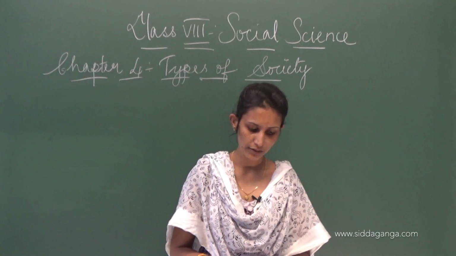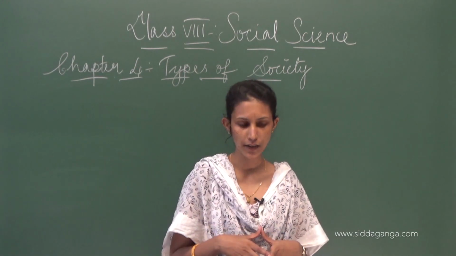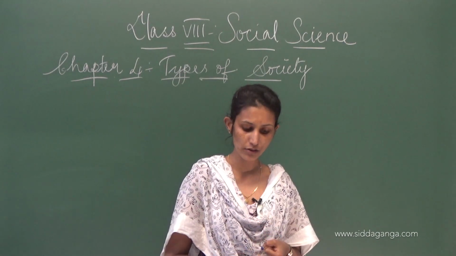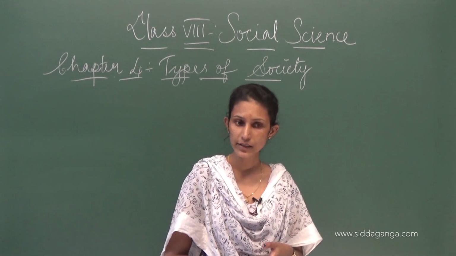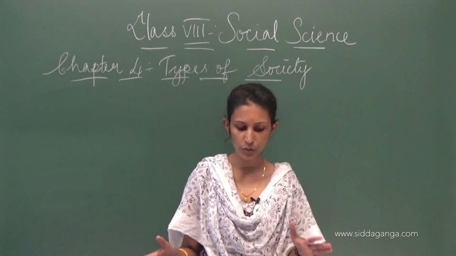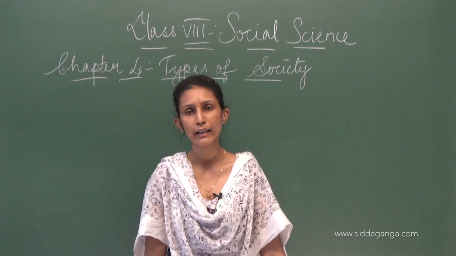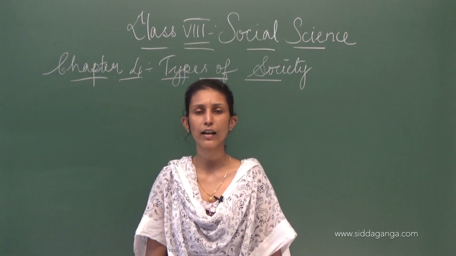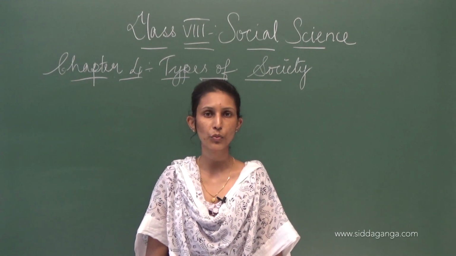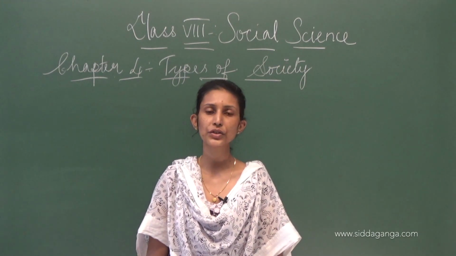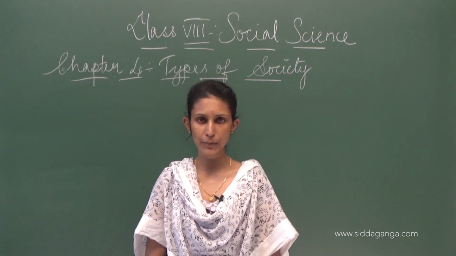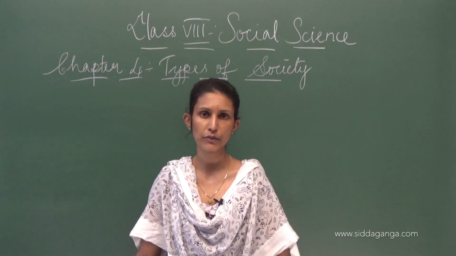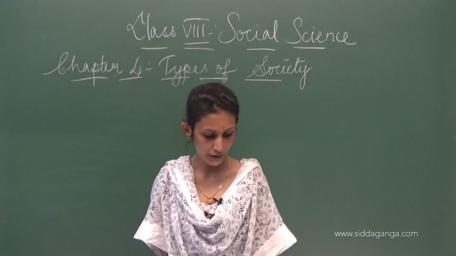Then we will study the different kinds of societies, including pastoral society, agricultural society, industrial society, hunting and gathering society, nomadic society, rural and urban society, and an information society. We will go slowly one by one and understand what kind of societies we have, and which one of them is suitable for us, or which one we really fit into.